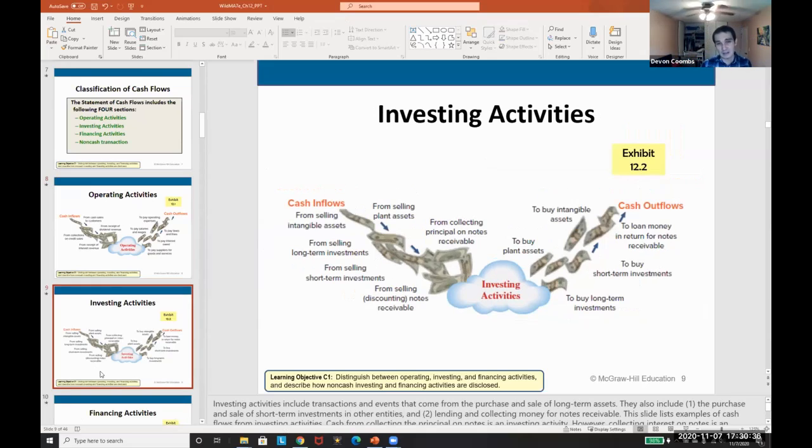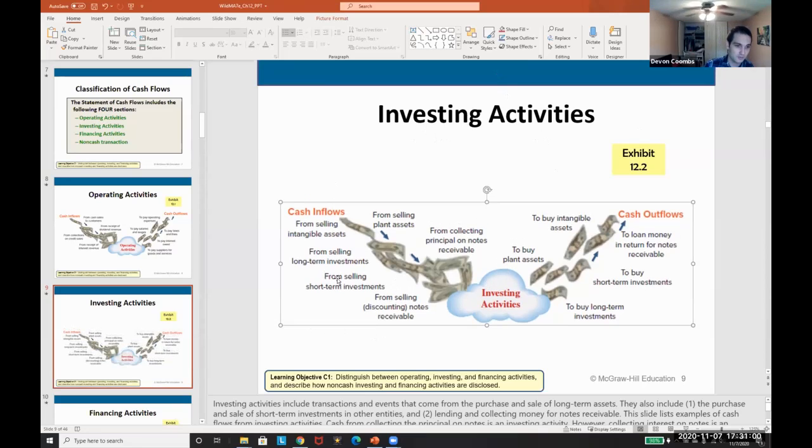Investing activities, again, I can make this really complex for you and you can memorize every single piece. Like, we have intangible assets, plant assets, long-term investments, collection on principal and notes receivable, selling and discounting notes. I don't want you to worry about that. You can generally think of investing activities as the sale or purchase of long-term assets. That's what I want you to think of it.